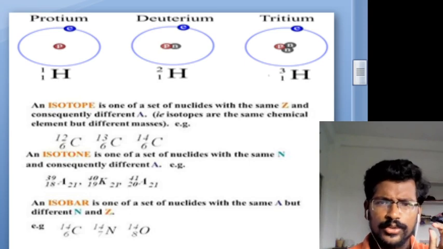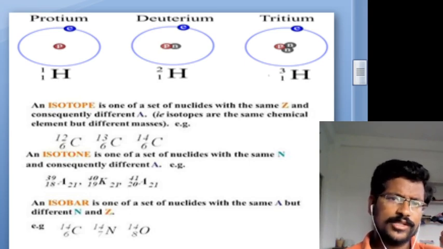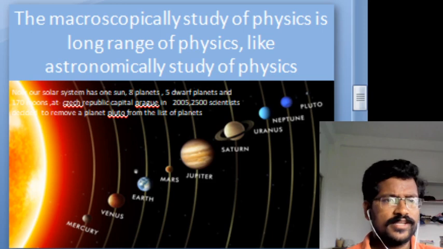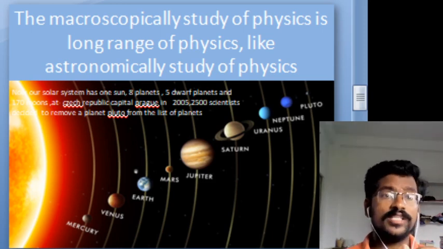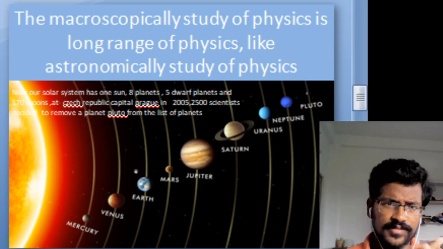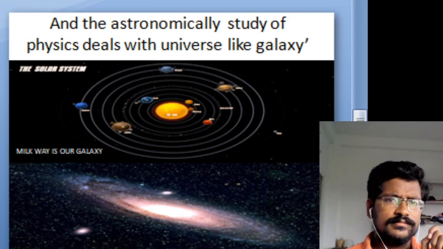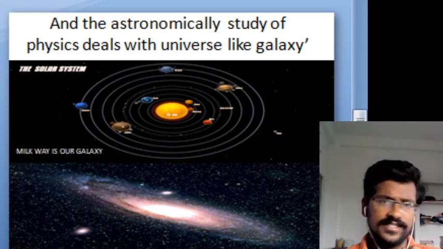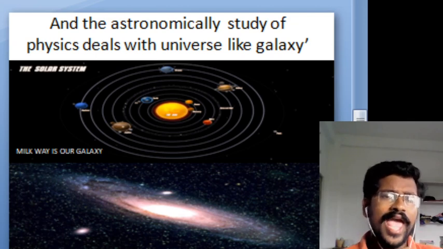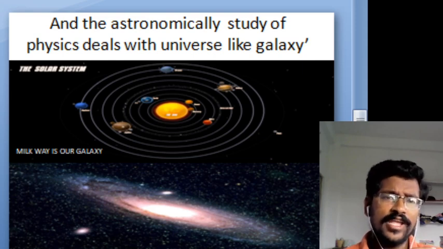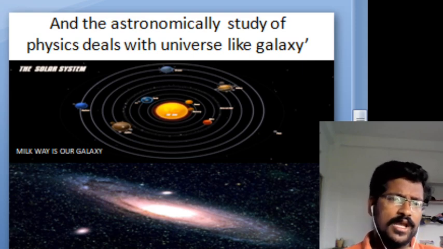Now we are going to the macroscopic study of physics. We already said it is the long range study of physics, like the astronomical study of physics. Now we are looking at this slide. This is the astronomical study of physics, which deals with the universe, like galaxies. Our universe has a number of galaxies and nebulas. We live in one galaxy, that is the Milky Way.